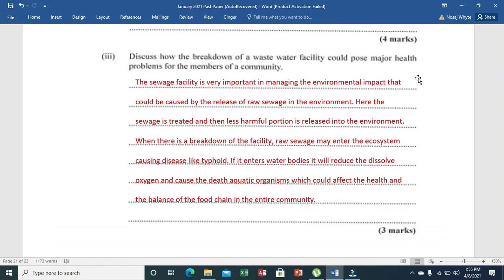Now this is of course going to lead to the death of aquatic organisms, as the nutrient content in the water will increase, which will of course lead to eutrophication, and having led to eutrophication, this is of course going to upset the entire ecosystem. The entire food chain will be affected. Now if the entire food chain is affected, then naturally the health of all individuals in the community will of course be compromised. So these are some very important or salient points why we need to have a working sewage facility.